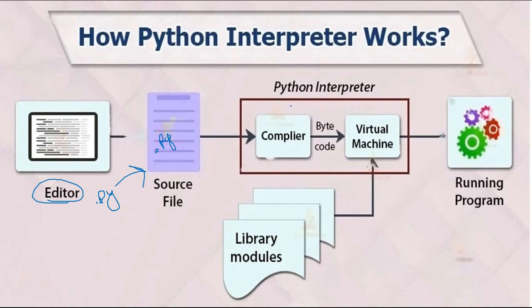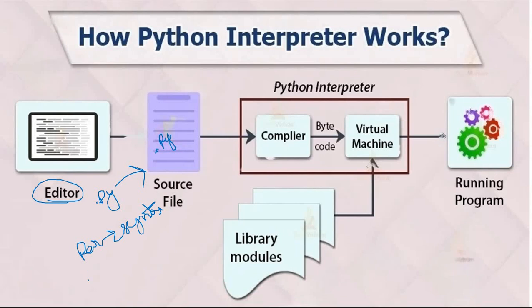Next is the execution process, how it is working. Here we have three steps: parsing, compilation, and execution. Parsing is nothing but Python checking the code for syntax errors. Parsing is checking the syntax errors.